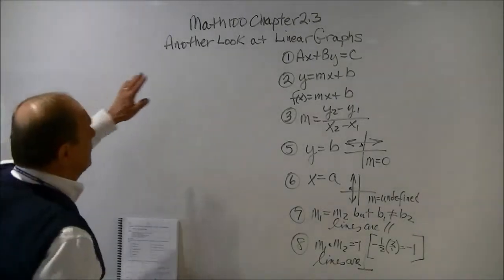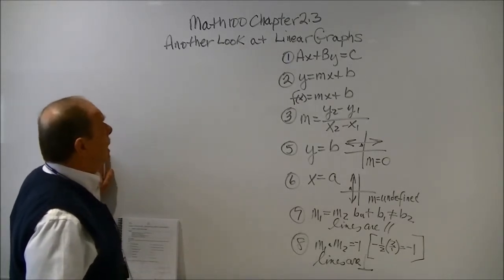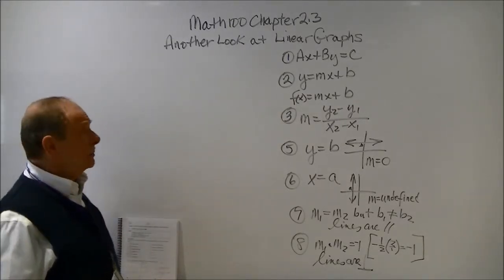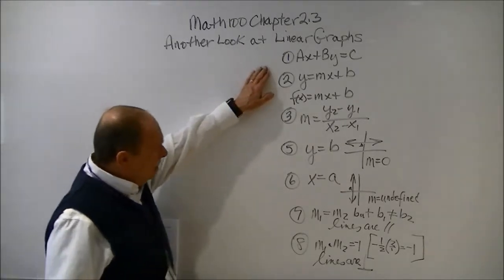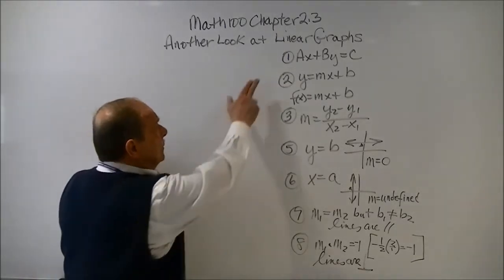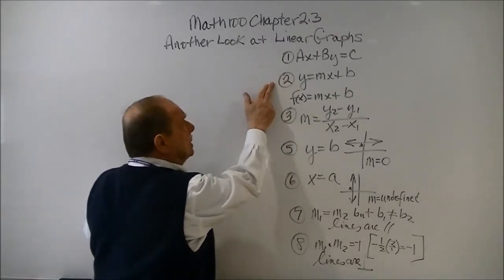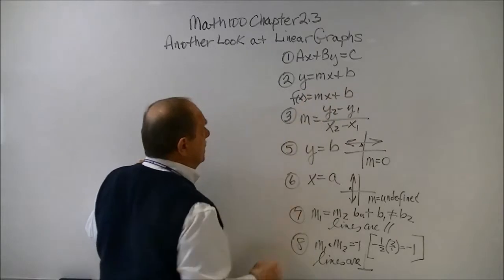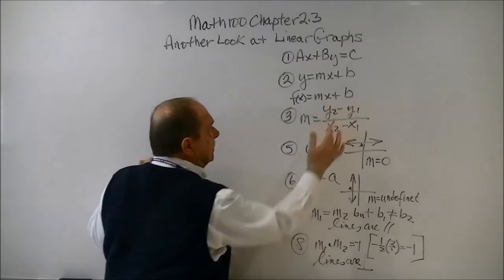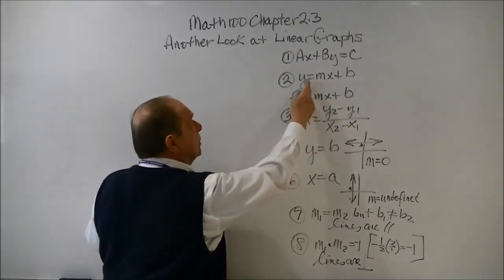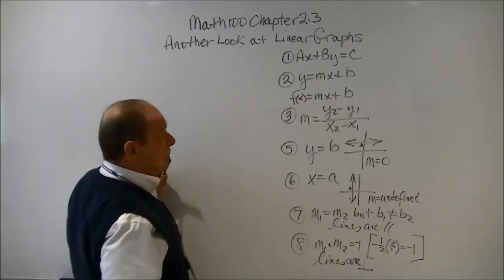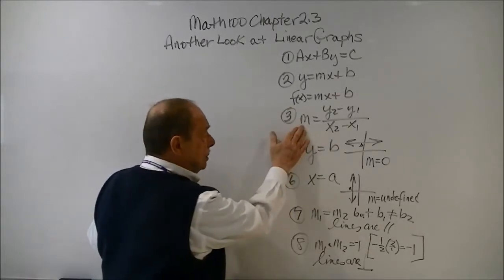Okay, as we move on to topic 2.3, the title is Another Look at Linear Graphs. Some of the things I like to go over are things we've already covered: standard form, slope-intercept form in the standard way, and then the functional notation of slope-intercept form, where we substitute the y with f of x, which is function notation. Then slope.